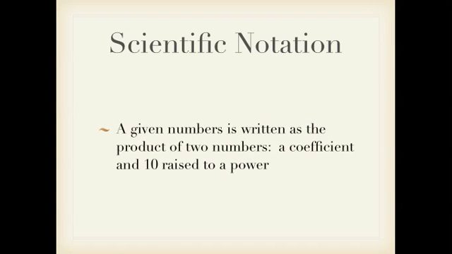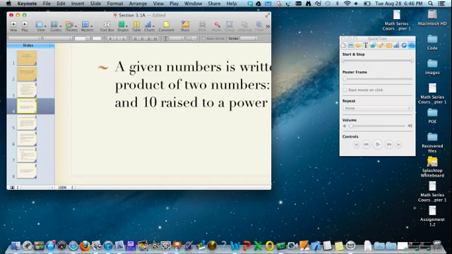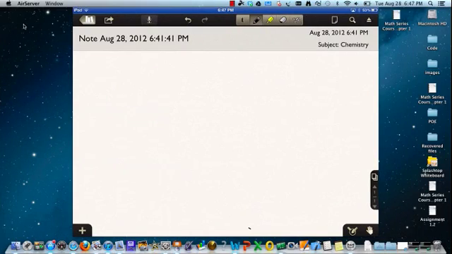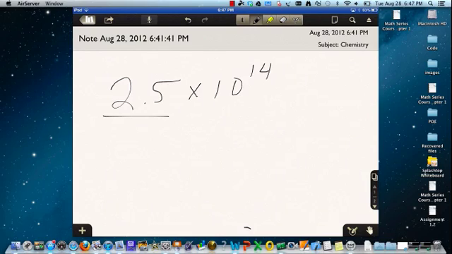Most of you are probably familiar with scientific notation. You know that we're talking about a coefficient times 10 to some power. So for instance, 2.5 times 10 to the 14th would be an example. So here's my coefficient out front times 10 raised to the 14th power, or something like 1.2 times 10 to the negative 3.